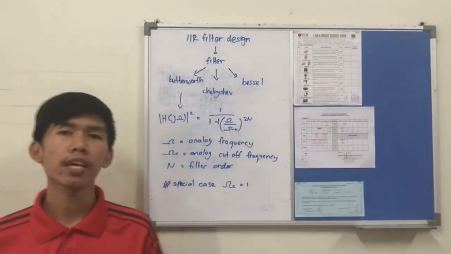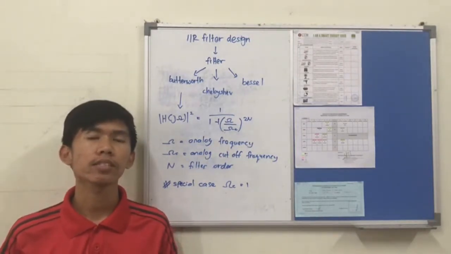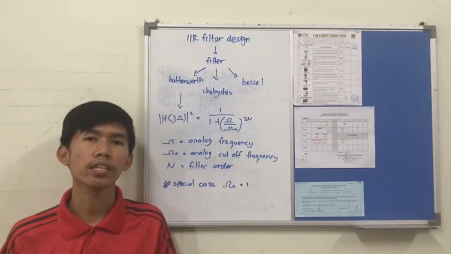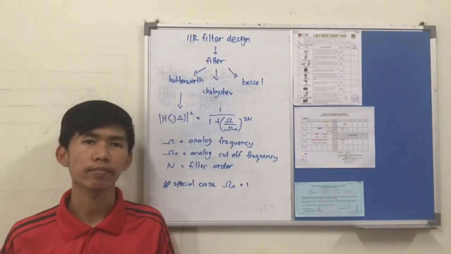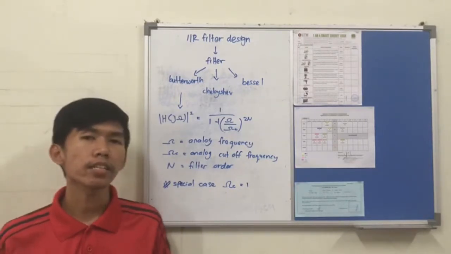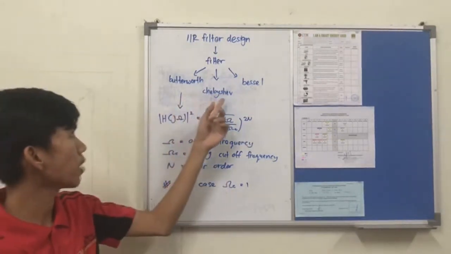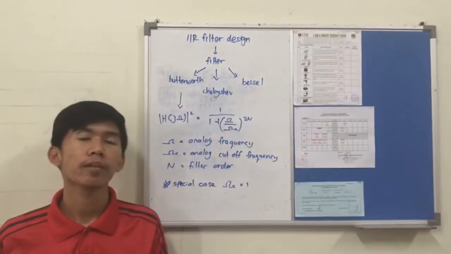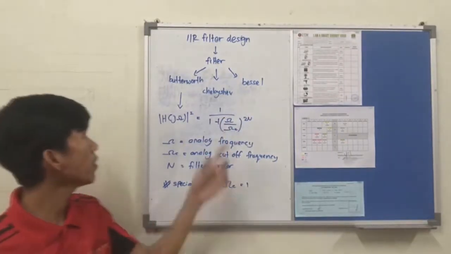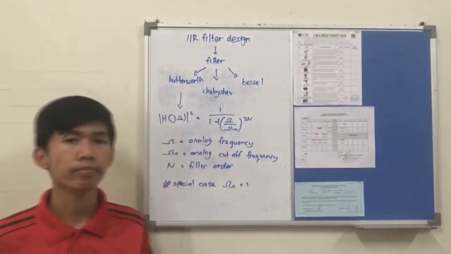So my part is I will describe the filter that is used in IIR filter design. Basically, there are three types of filter, which are Butterworth, Chebyshev, and Bessel. But in our topic, we only cover the Butterworth filter.